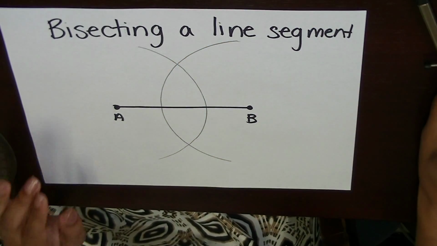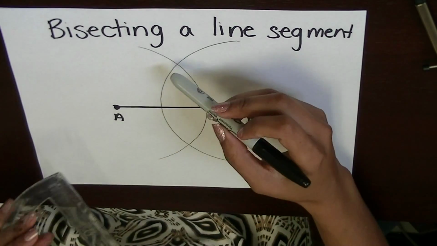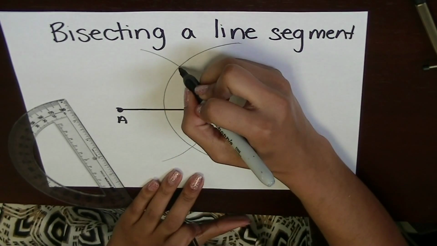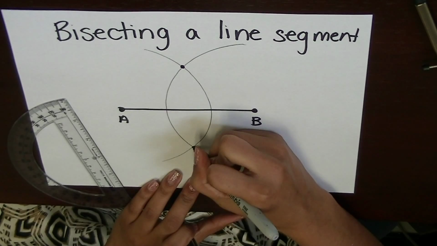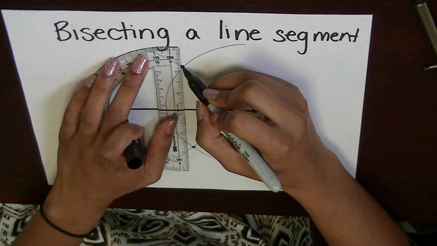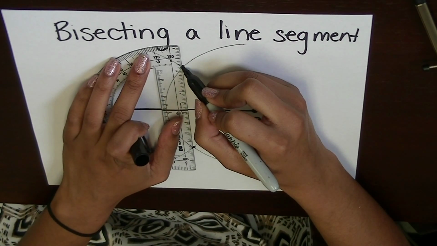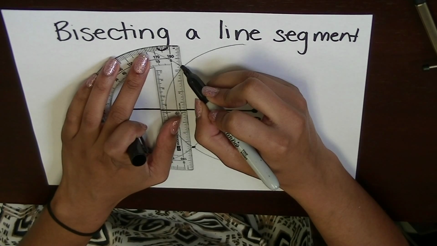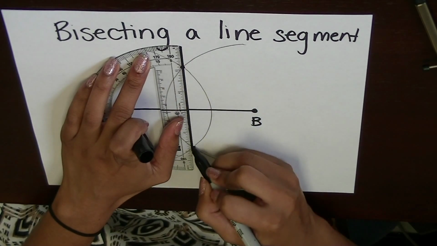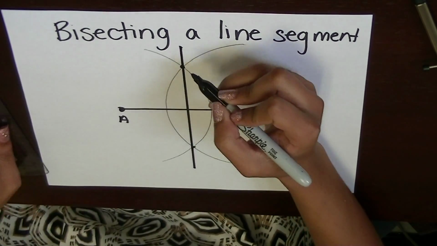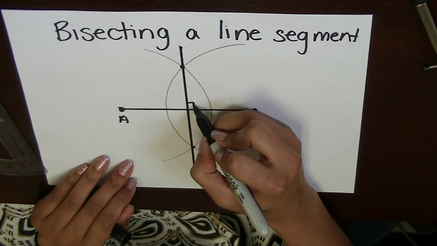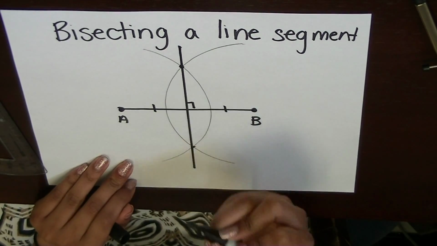Okay. Now at these intersection points, here and here, you want to draw a line connecting them. Okay. So I drew a line connecting the points. That's a 90-degree angle, and it bisects the line segment.